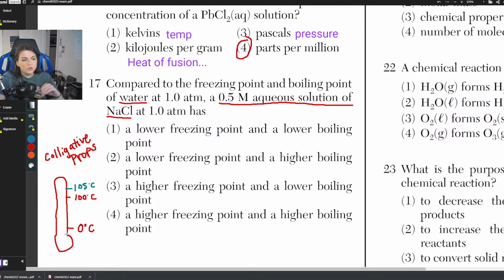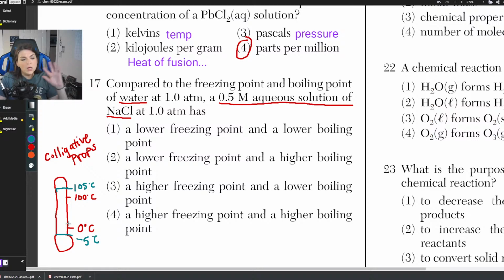You're also going to drop the freezing point. So let's say we get down to -5 degrees Celsius. You can see here that from 105 to -5 is all in the liquid phase now. So you just expand the liquid phase up and down, and that's the way to remember it. Add salt to water, you expand the liquid phase. Boiling point goes up, freezing point goes down.